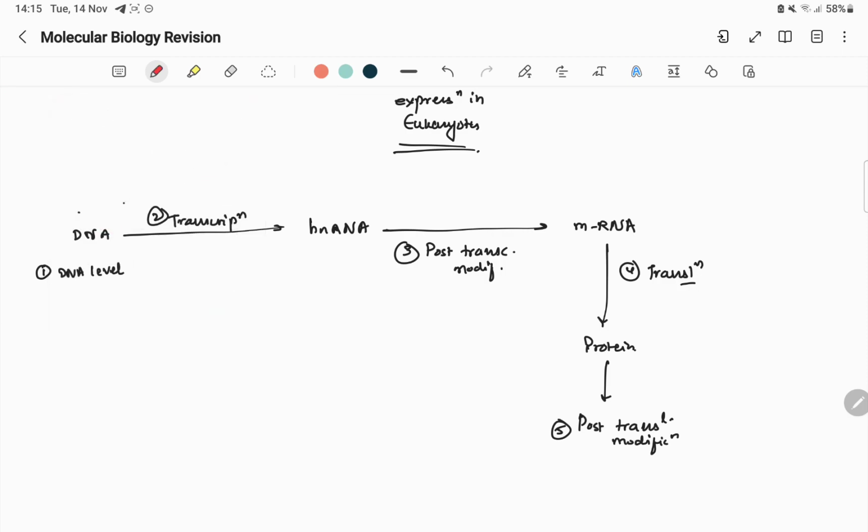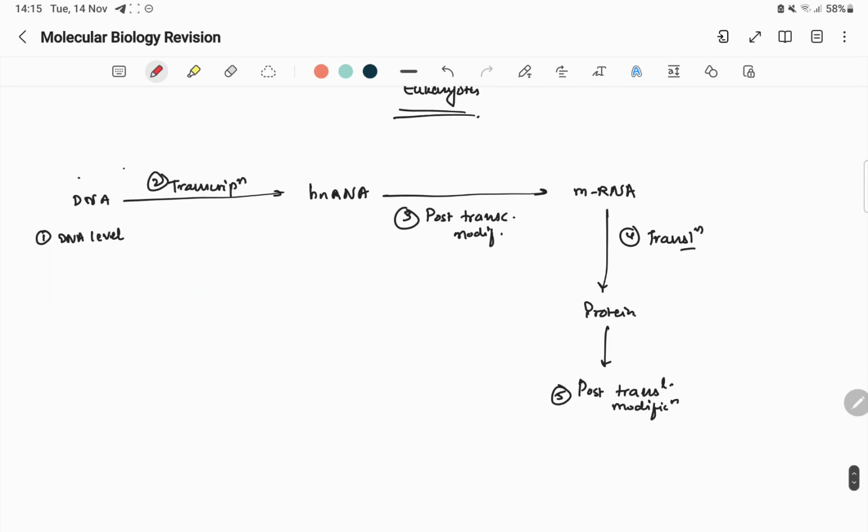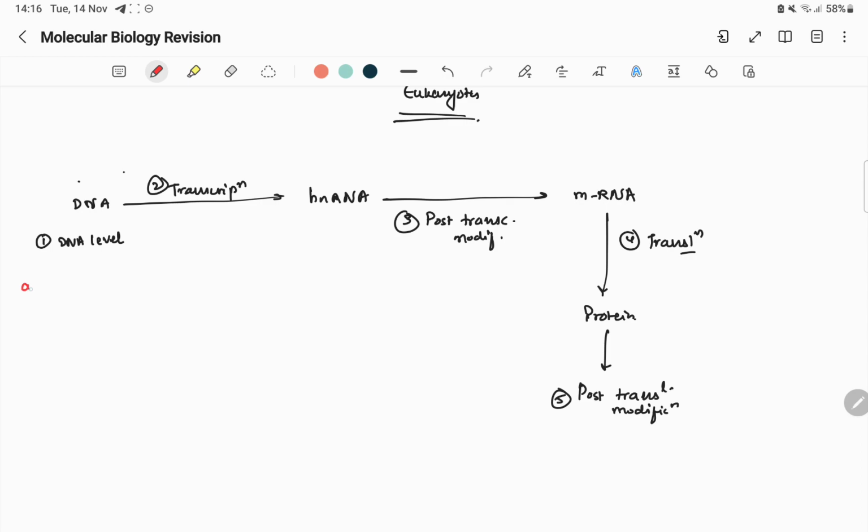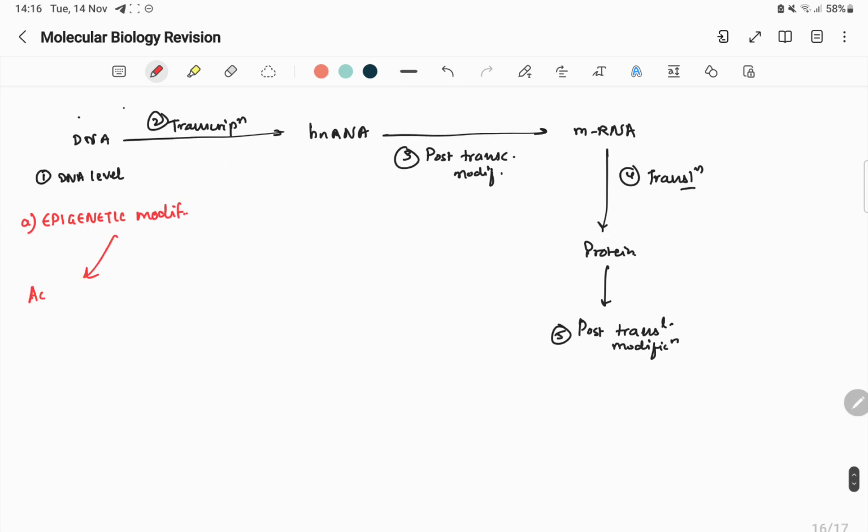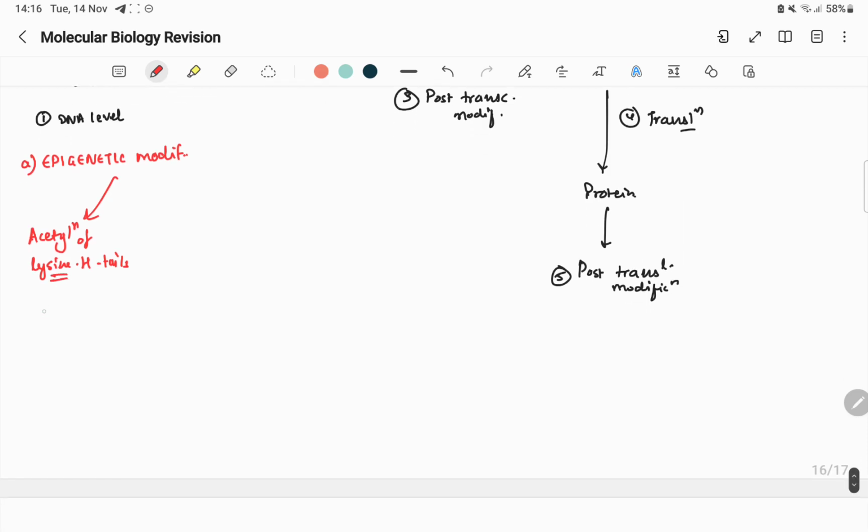At DNA level, what are the modifications? The first one is epigenetic modification. Epigenetic modification, we have 2. First is the acetylation of lysine in histone tails. Due to acetylation, it will decrease the positive charge. It will decrease the interaction between histones and DNA, and this will increase the gene expression.